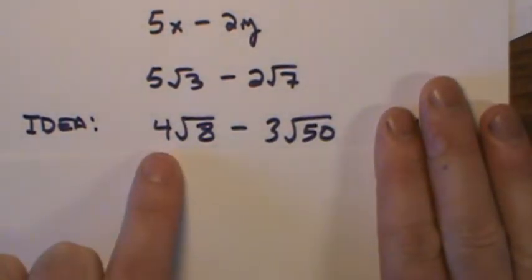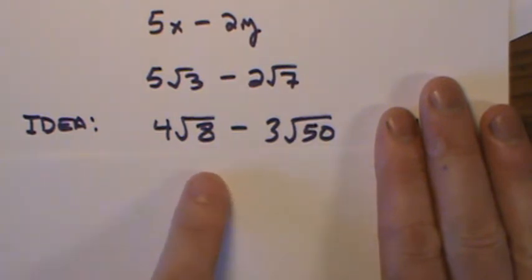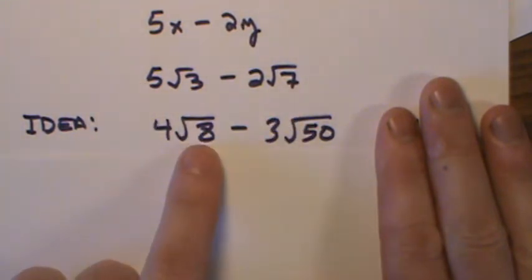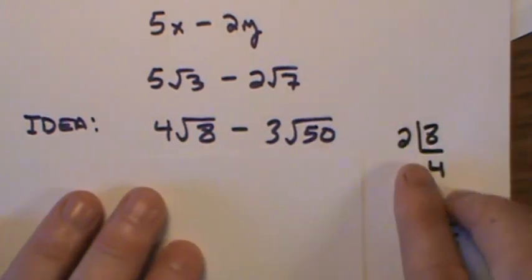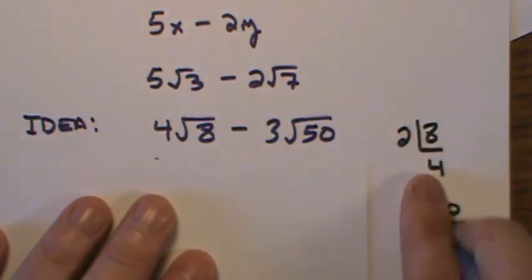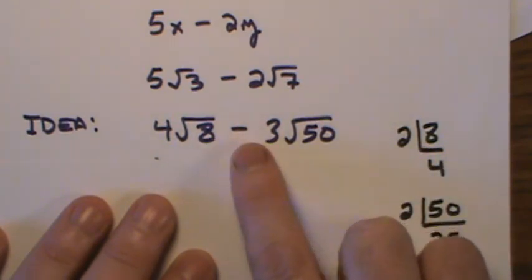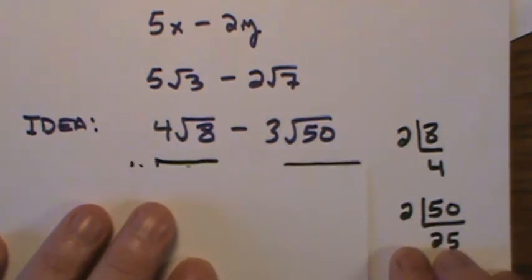In this problem I had 4 rad 8 minus 3 rad 50. On the surface it would look like those radicals are different, so it would be no different than the last idea. I would stop. However, when you inspect the radicals a little further, notice that the radical 8 could be broken down as 2 times 4. And 4 is a square, so I could have 2 squared 4 under this radical. In a similar way, the 50 could be broken down as 2 times 25, where 25 is 5 squared.